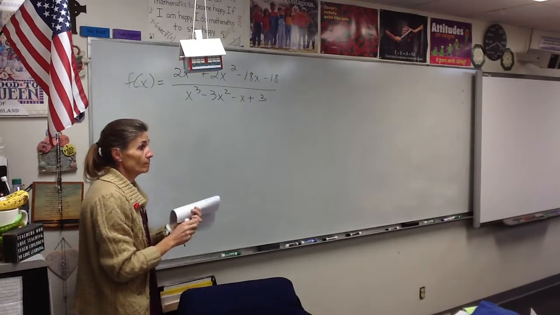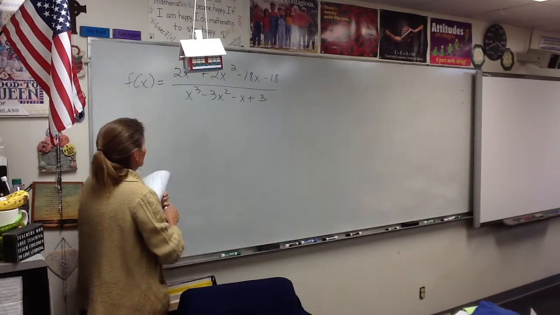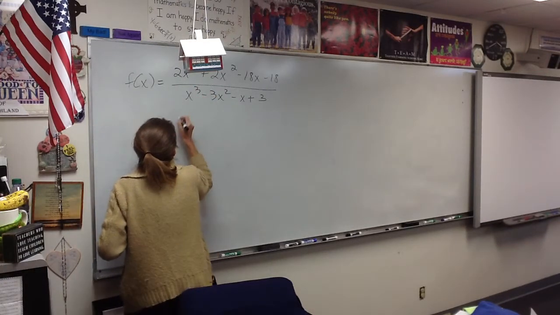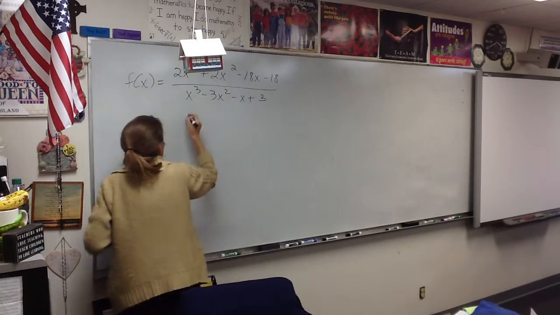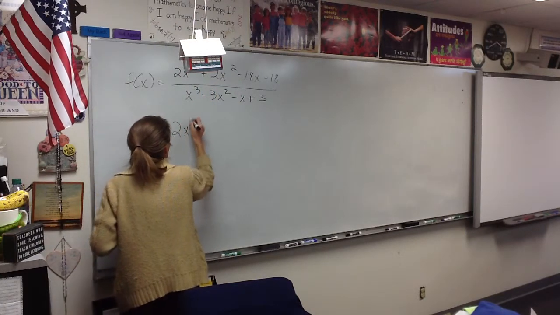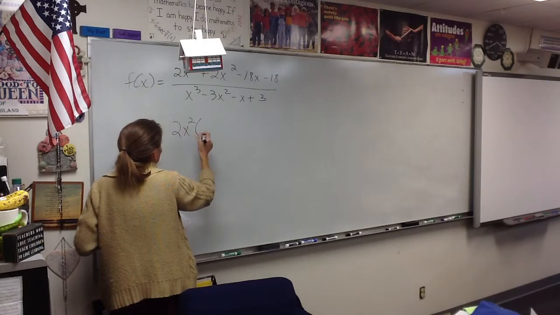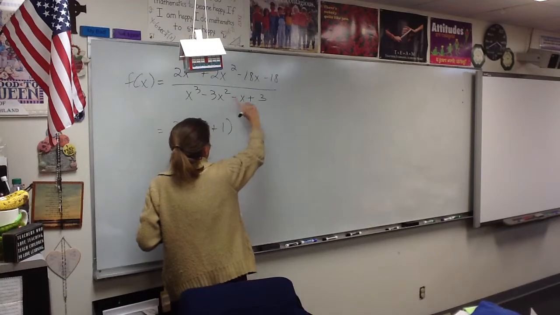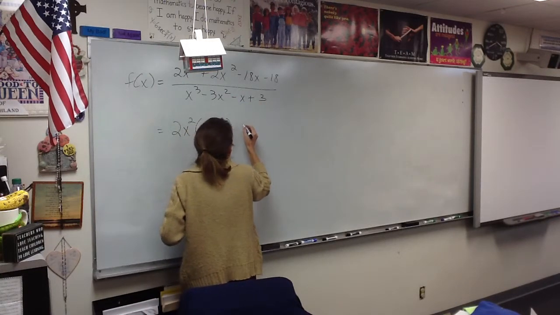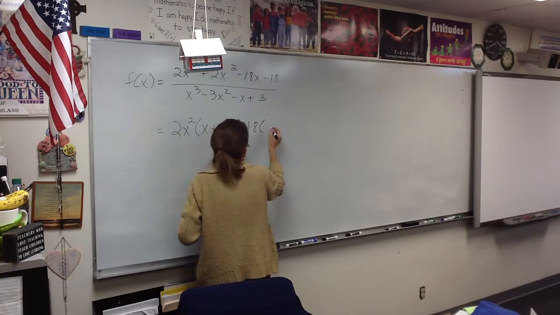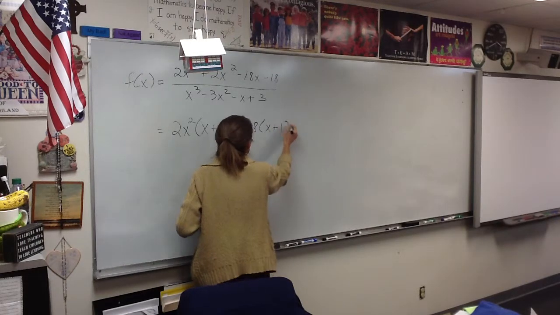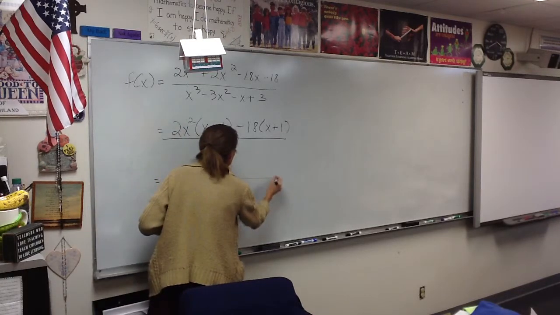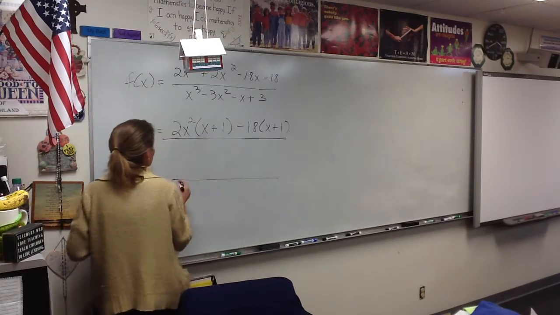Factor it. Does it group? Oh, it does group, or at least it looks like it groups, doesn't it? So the first two terms, the numerator, we could take out 2x squared and be left with x plus 1. The last two terms, we could take out negative 18 and be left with x plus 1. All right, let's go ahead and finish that. Then we'll worry about the denominator.